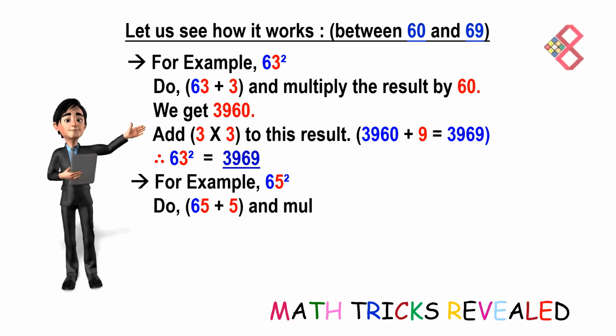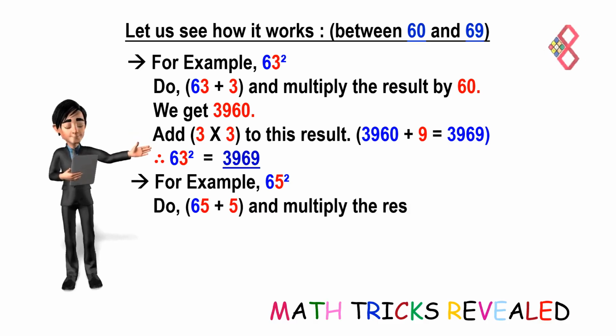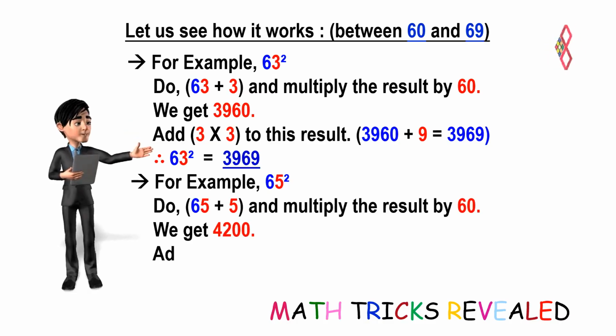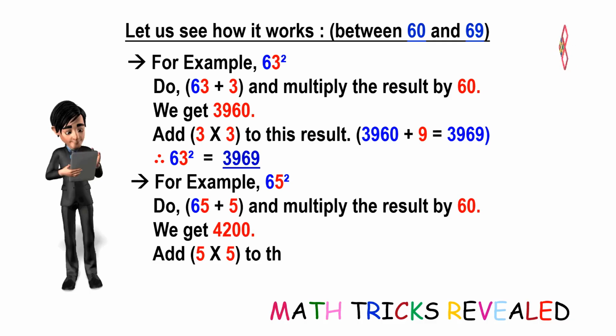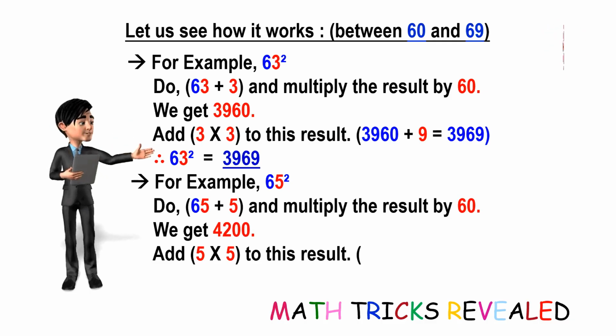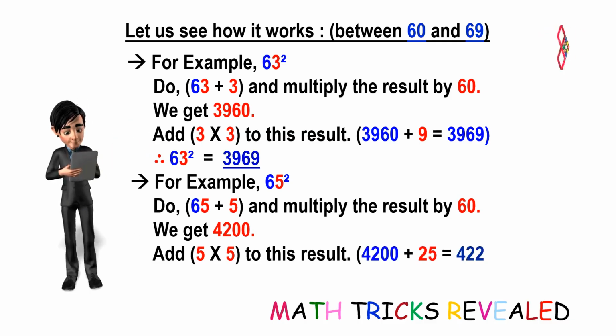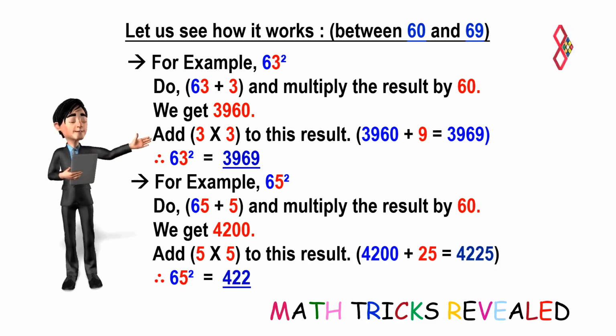Take another example, 65 squared. Do 65 plus 5 and multiply the result by 60. We get 4200. Add 5 times 5 to this result. We get 4225. Therefore, 65 squared is equal to 4225.